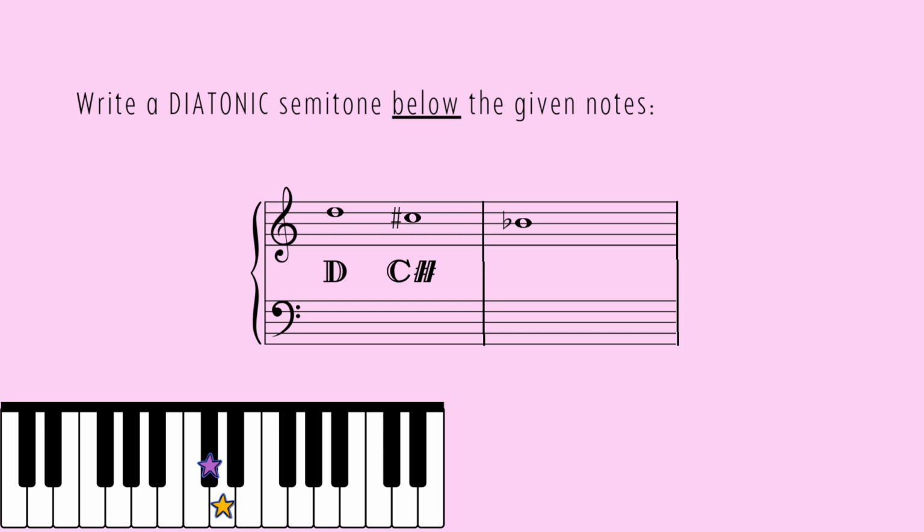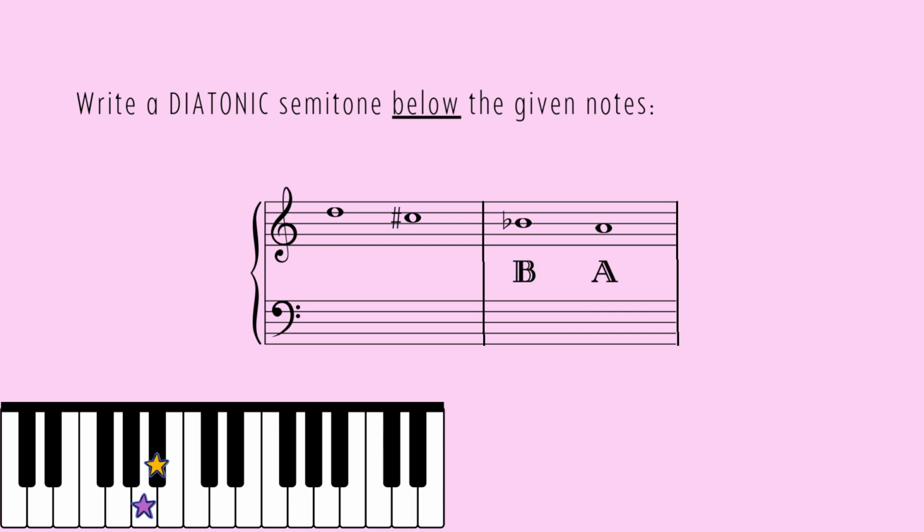Then when we locate our note on the keyboard, we can look to see what C is actually a semitone away, because we know the letter C, but if we had just left it at C, that's actually bigger than a semitone. So we need to raise that C to C sharp to be only a semitone away from the given note. So D to C sharp is a diatonic semitone.